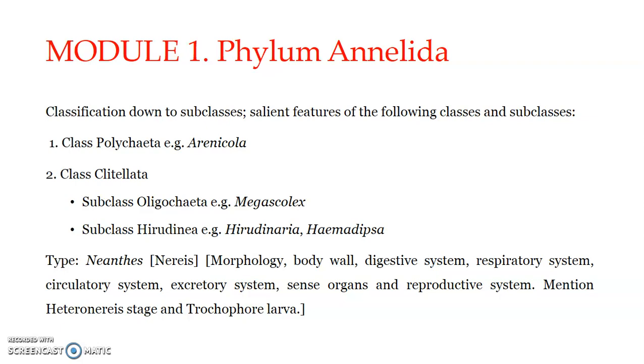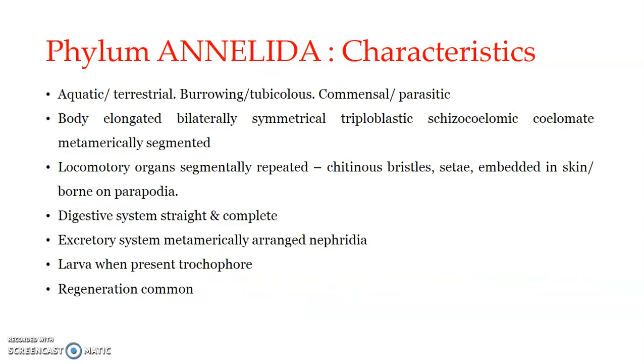Then, under the classes, we'll be learning more in detail on class Polychaeta with example Arenicola, and class Clitellata with subclass Oligochaeta and Hirudinea. Under Oligochaeta, we'll be learning about Megascolex, and under Hirudinea, we'll be learning about Hirudinaria and Hemadipsa. As a type species, we will be learning in detail on various systems of Nereis and also the reproductive developmental stages. Okay, so what are the general characteristic features of phylum Annelida?